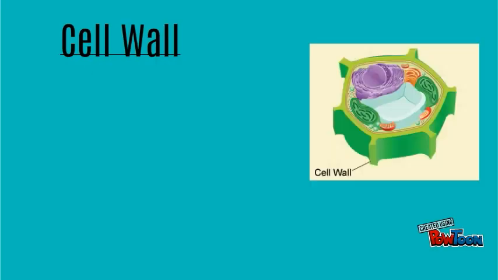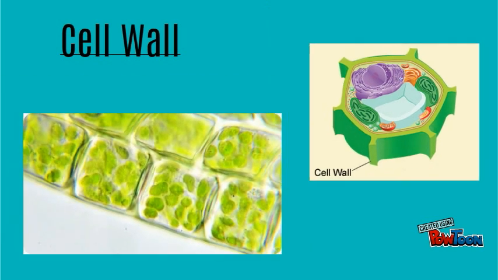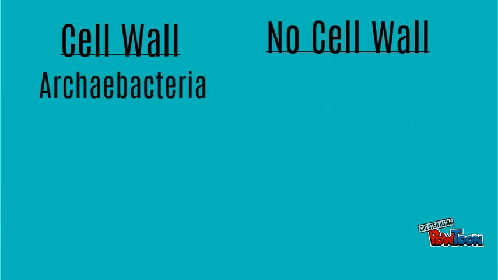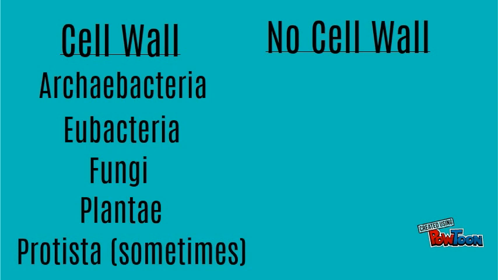A cell wall is a rigid layer that surrounds some cells, which provides structural support and protection. Archaebacteria, Eubacteria, fungi, and plantae all have cell walls. Protista sometimes have cell walls, and Animalia doesn't have them at all.